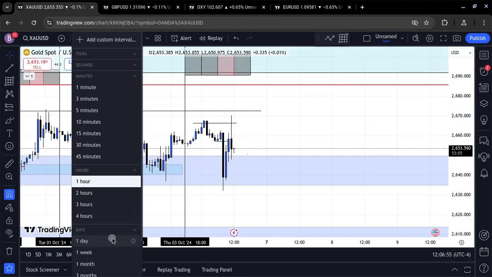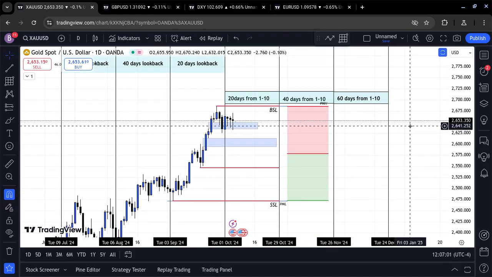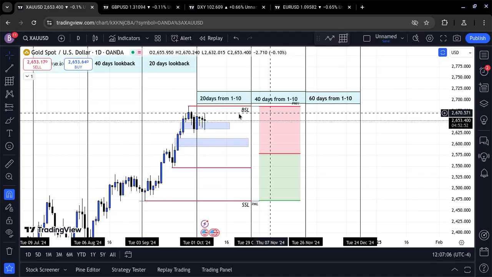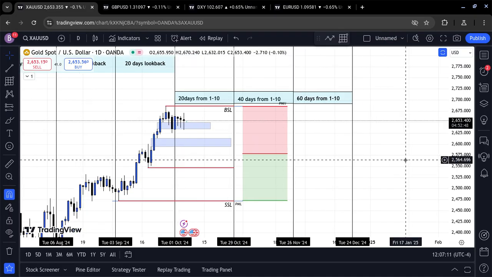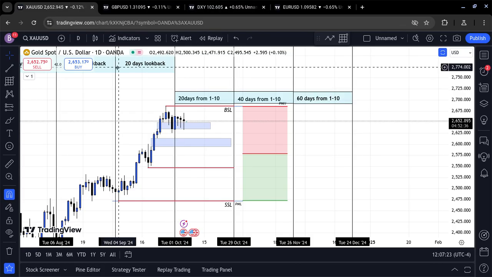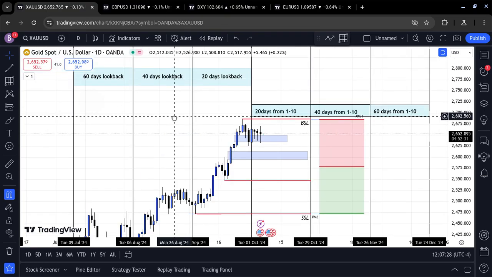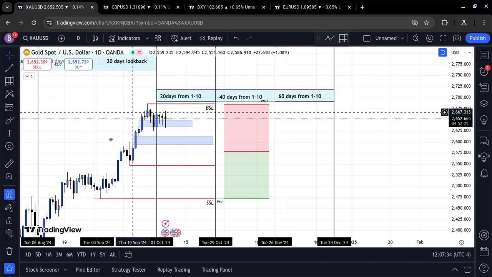Let's go on a daily. Here we are on the daily time frame of gold. Over here you can see I used forex.com. Let me give you an example: the 20 days look back, the 20 days look forward. Just look at this, the 20 days look back period, the extreme highs of the 20 days look back, and the extreme lows, the lowest low and the highest high.